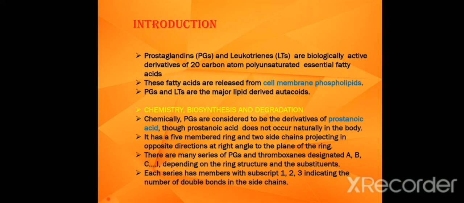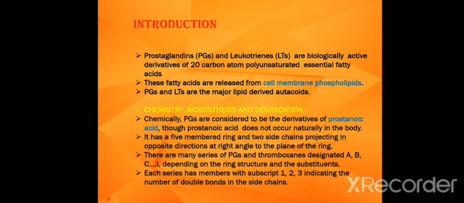from cell membrane phospholipids. Moving on to the chemistry, biosynthesis and degradation, chemically prostaglandins are considered to be the derivatives of prostanoic acid, though prostanoic acid does not occur naturally in the body. Coming to the structure, the prostanoic acid has a 5-membered ring and 2 side chains projecting in opposite directions at right angle to the plane of the ring. And in the coming slide, you can see the structure of prostanoic acid.